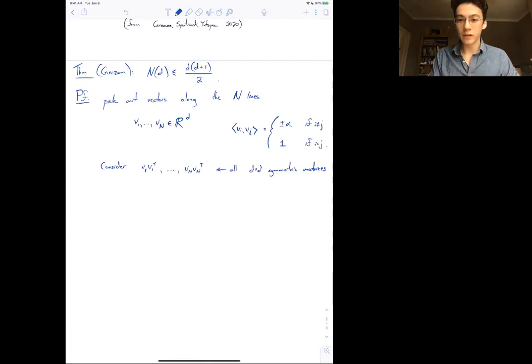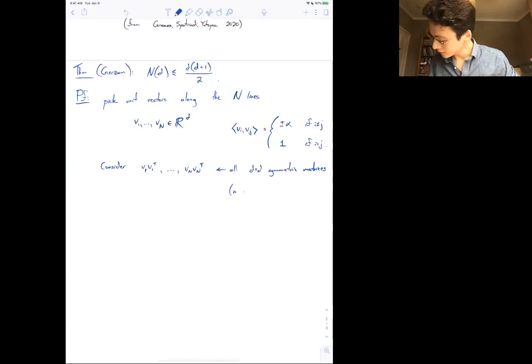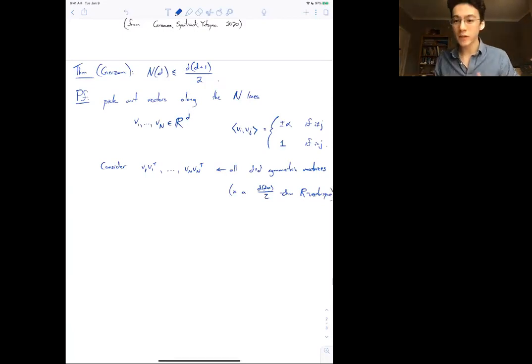And maybe you can already guess where this proof is going. The set of d by d symmetric matrices is a d times (d plus 1) over 2-dimensional vector space. So if we could prove that these n square matrices are linearly independent, then that would imply that there are at most d times (d plus 1) over 2 of them, which is what we wanted to show.